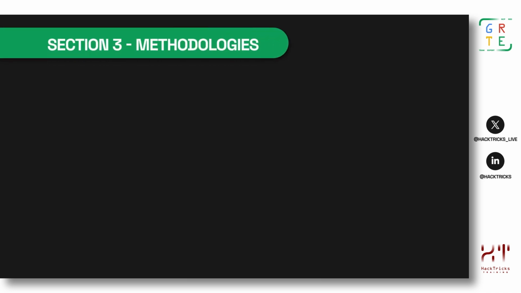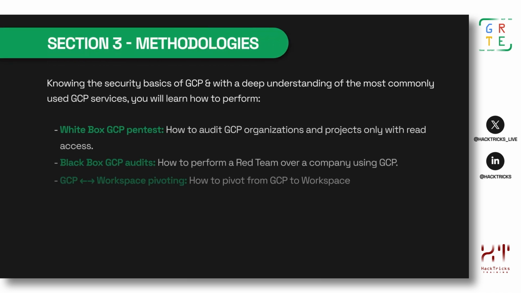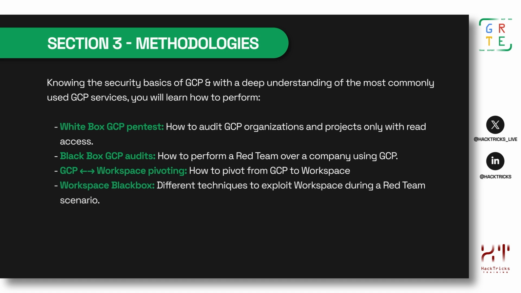During the third section of the course, we are going to be focusing on methodologies. This is because by this time, we have already covered the basics of GCP and Workspace. We have configured the gcloud CLI. We also have talked about more than 20 GCP services, how they work, and how they could be potentially abused and misconfigured. At this point, we are ready to start talking about methodologies. There are four lessons in this section. The first is white box GCP pen testing, where you learn how to audit a GCP organization and projects while only being granted read access.